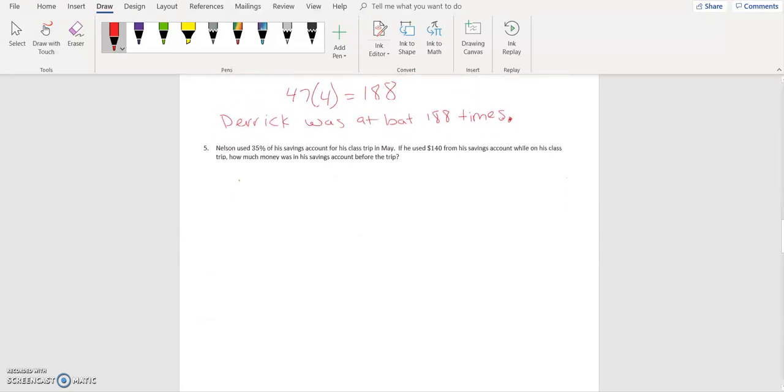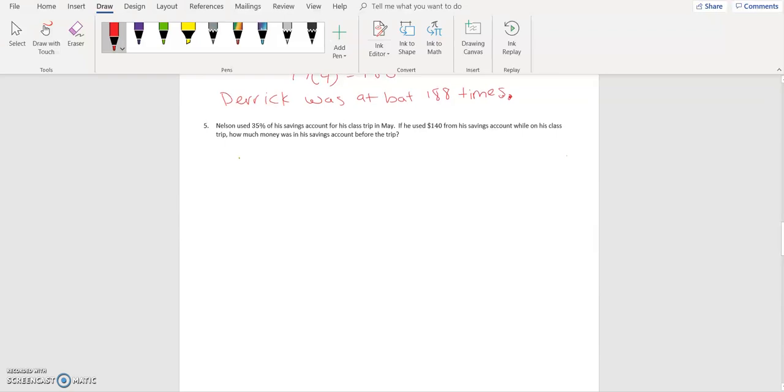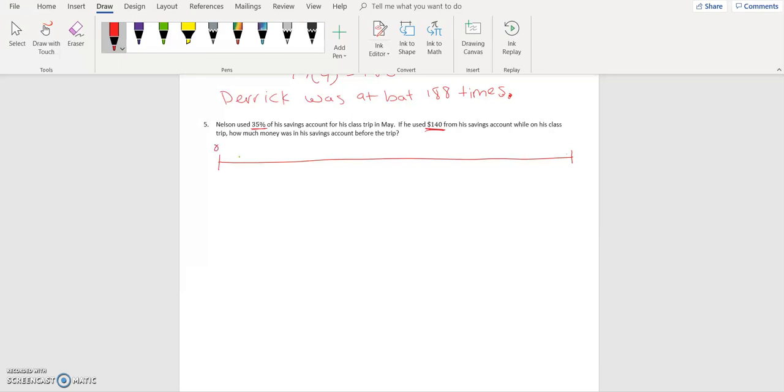Number 5, Nelson used 35% of his savings account for his class trip in May. If he used $140 from his savings account while on his class trip, how much money was in his savings account before the trip? Okay, so 35%, $140. We know we need the percent. This is going to be 100. Here's 0. And 35%, I can see that 35% is only happening in my 5. So I know I'm going to have to count by 5s here.